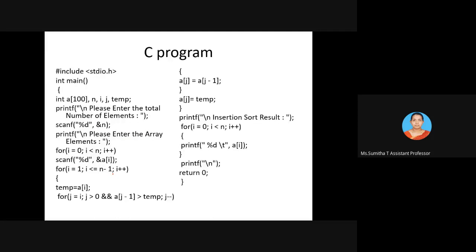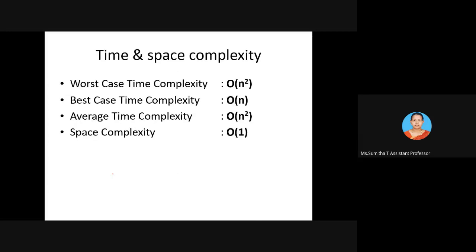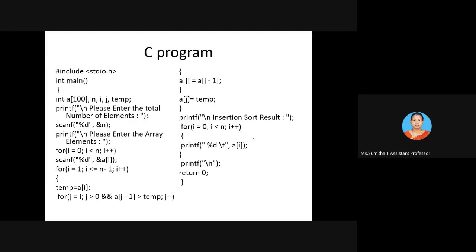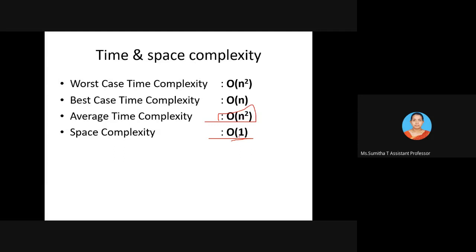This is the C program to implement the selection sort. The next one, time and space complexities are again the same thing. The time complexity is order of big O of n squared. The space complexity is order of 1. Here they are using the temp variable, so it may be order of 1.